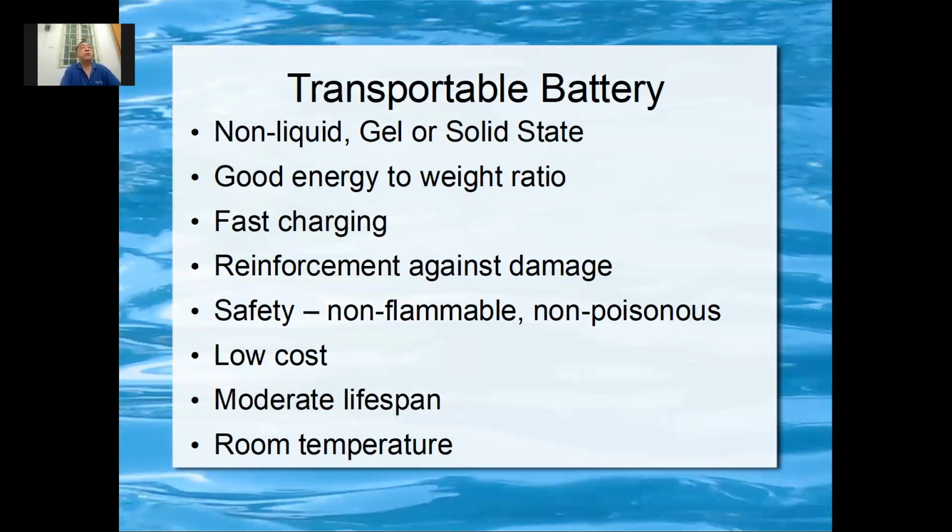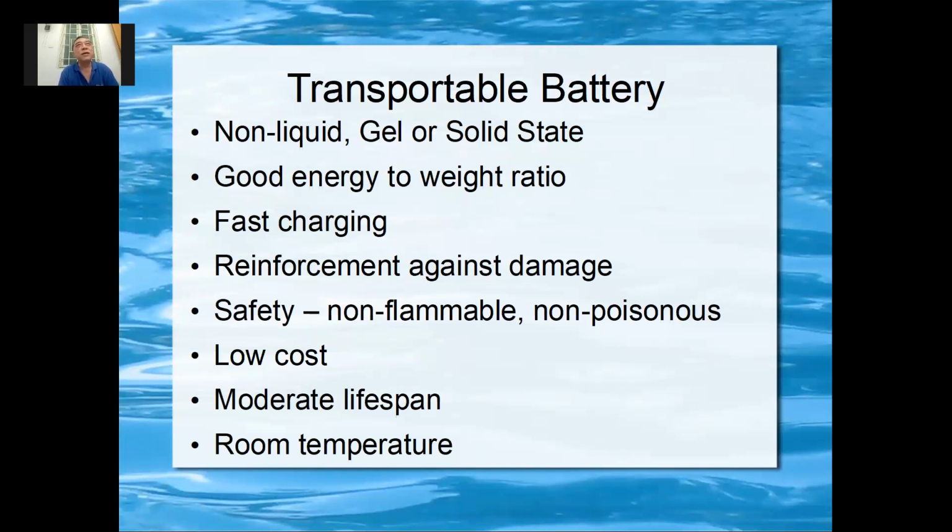But some use lithium-ion. Some use lithium titanate, which is safer. And the most important thing is it must not contain poisonous chemicals. You don't want the battery to leak, and then you give out poisonous chemicals, and then you die inside your own car. So these are very important.